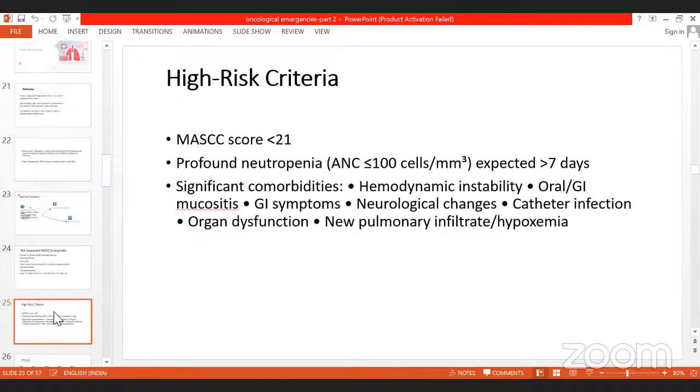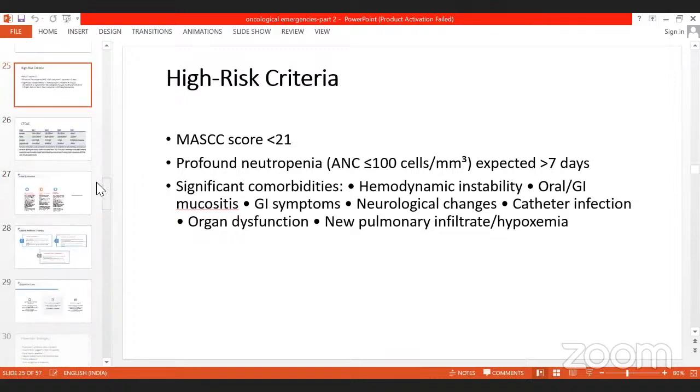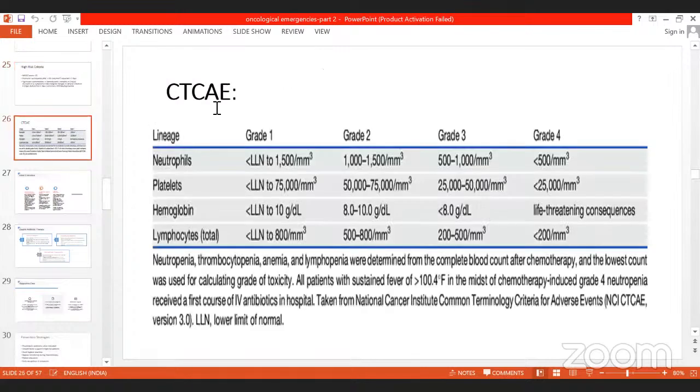dysfunction, or there are new pulmonary infiltrates or newer hypoxemia which is being developed. These are all considered as high risk category according to the MASCC. So based on these categories, we give varied treatment to the febrile neutropenia patients. And this is the CTCAE grading.